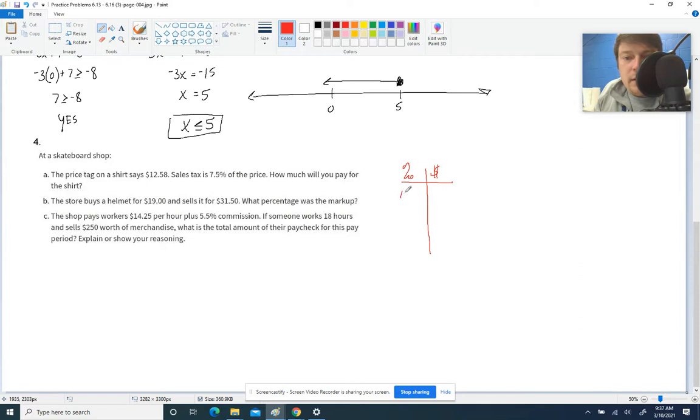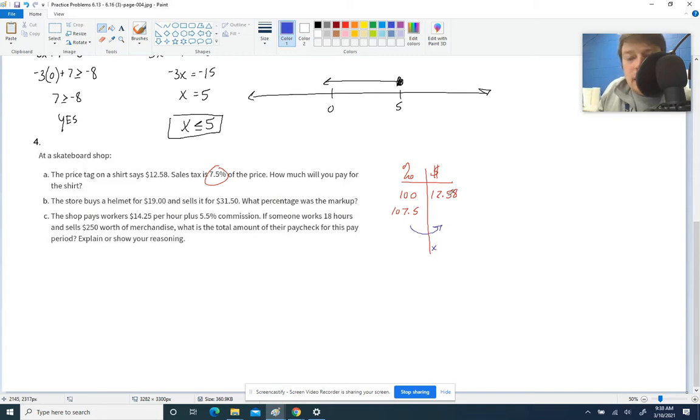The original price is 100%, and that's $12.58. And we're going to do a sales tax of 7.5%. How much will you pay for the shirt? So they're including the tax here, so that's going to be 107.5% when you add the extra 7.5 to the 100. And we just got to find the constant and multiply it here.